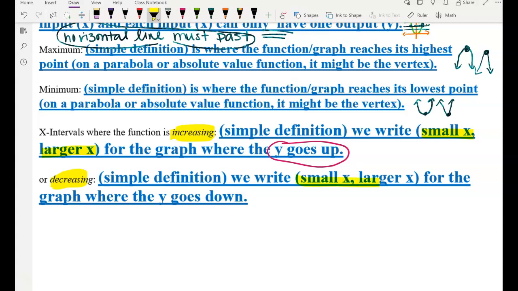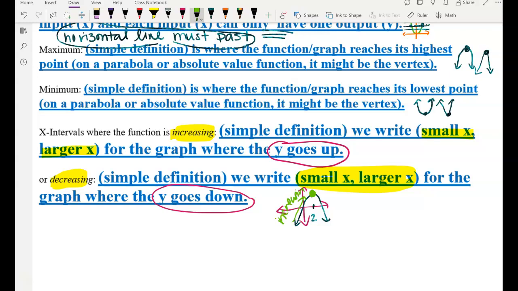In decreasing, we still write it the same way: smallest x value, comma, larger x value. But we know it's decreasing where y goes downward. So for example, let me just give you a quick graph of this parabola. Let's just say, here we go. And let's make that vertex at, let's say, 2. Okay, students? So as you can see, on the right side, y goes up. It goes up until this very, very high point called the maximum point. Well, that's increasing. So on this side, it's increasing.